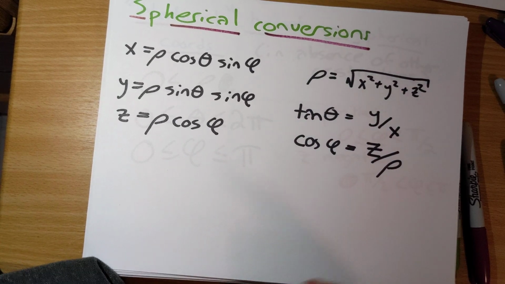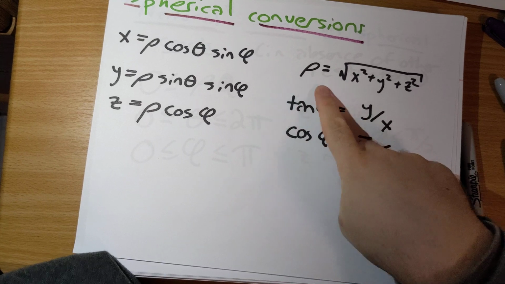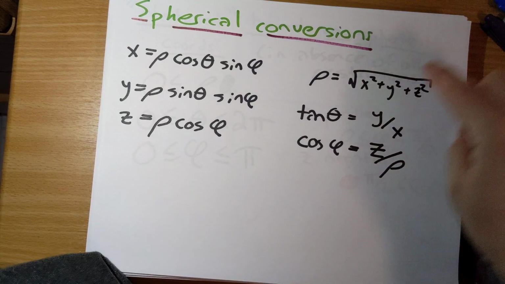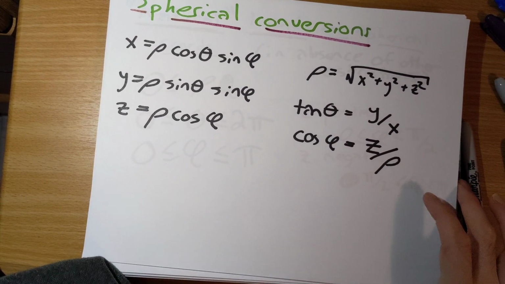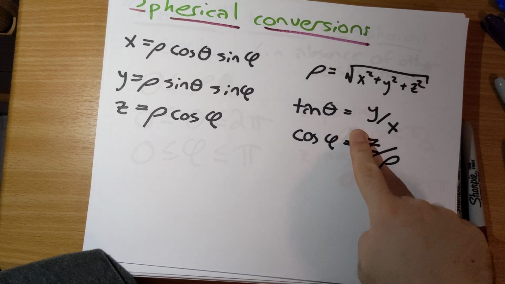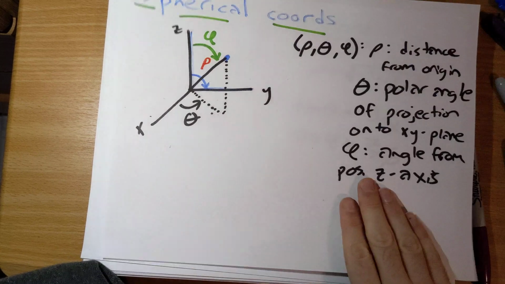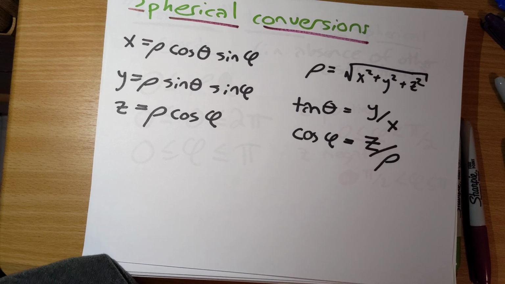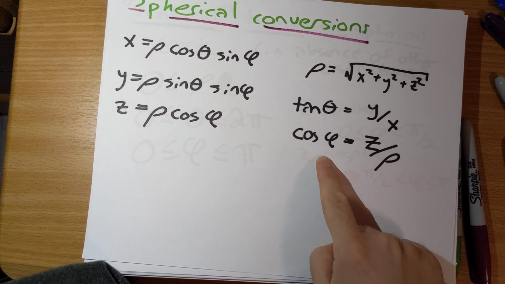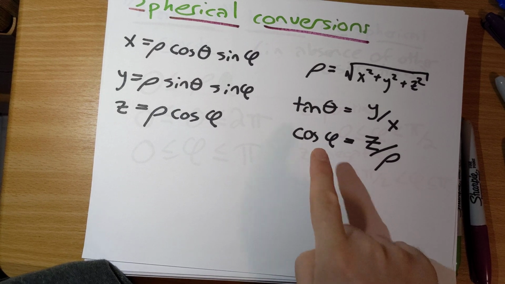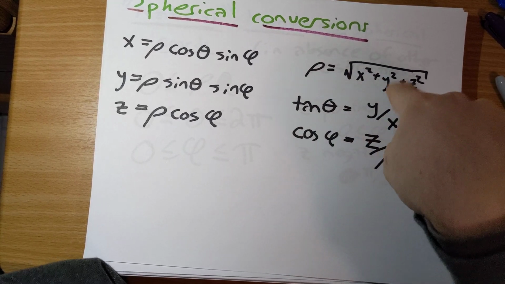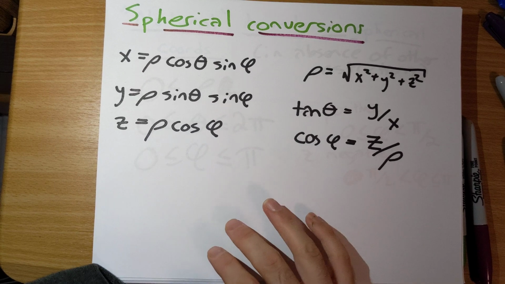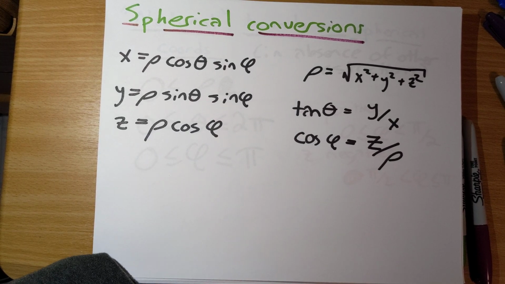On the right over here, we also have, so rho is the distance you are away from the origin. This is our 3D distance formula, square root of x squared plus y squared plus z squared. Theta is still the polar angle of the projection onto the xy plane. Tangent theta is still y over x, that doesn't change. And then the last thing that we have here is that cosine phi is z over rho. We're using this rho up here. So these are our conversions. These are good things to know. We'll play around with them in the next video.